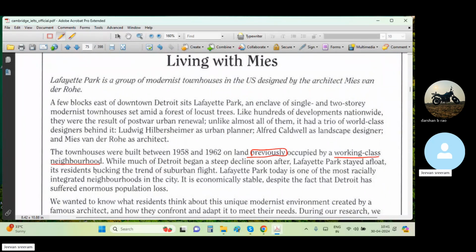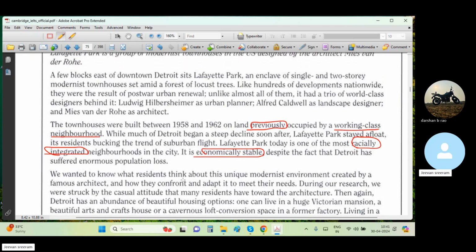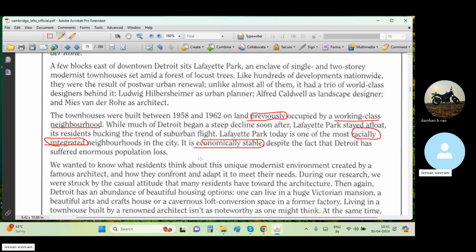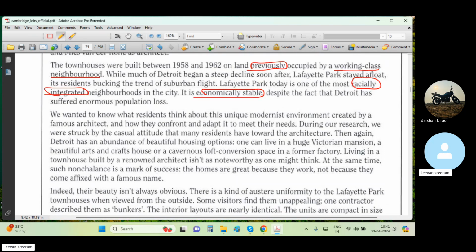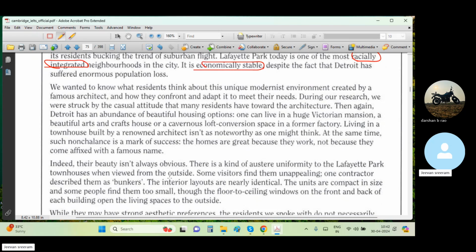Steep decline, Lafayette Park stayed afloat, residents bucking the trend of suburban flight. We want another one, no? Economically stable, that was economically stable and also racially integrated. So we are going to pick the equivalent word which gives the same sense from the options, right? And again they don't look excited as they have got modernist townhouses built by great people. So they have shown just a casual attitude.